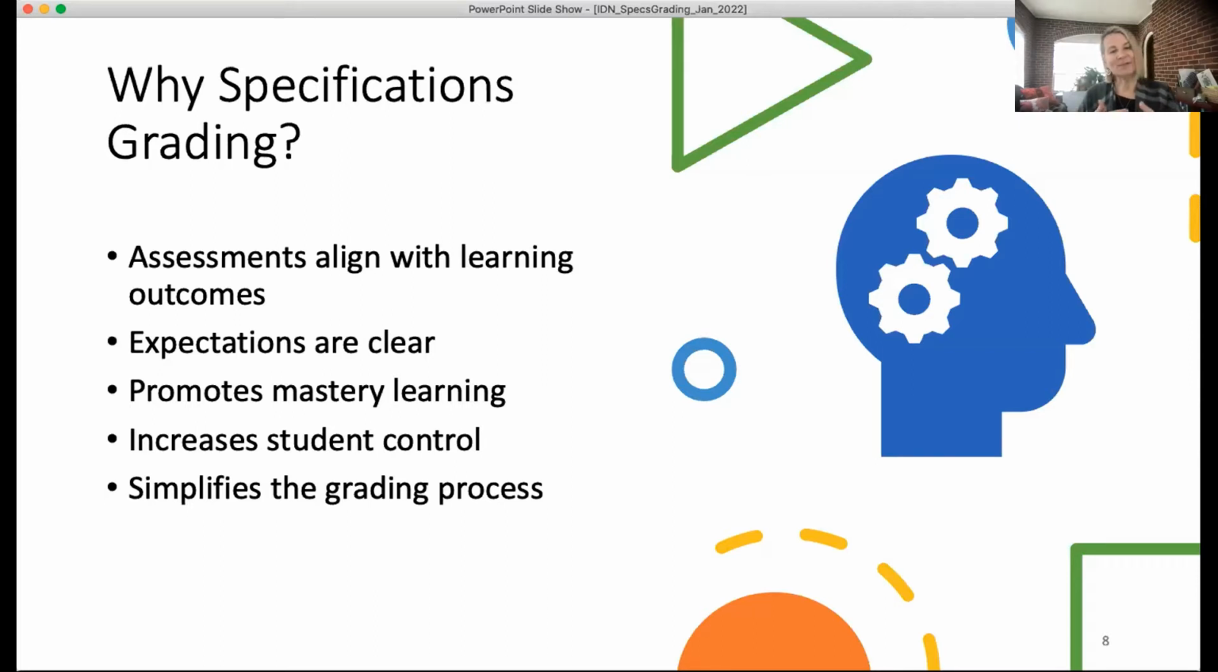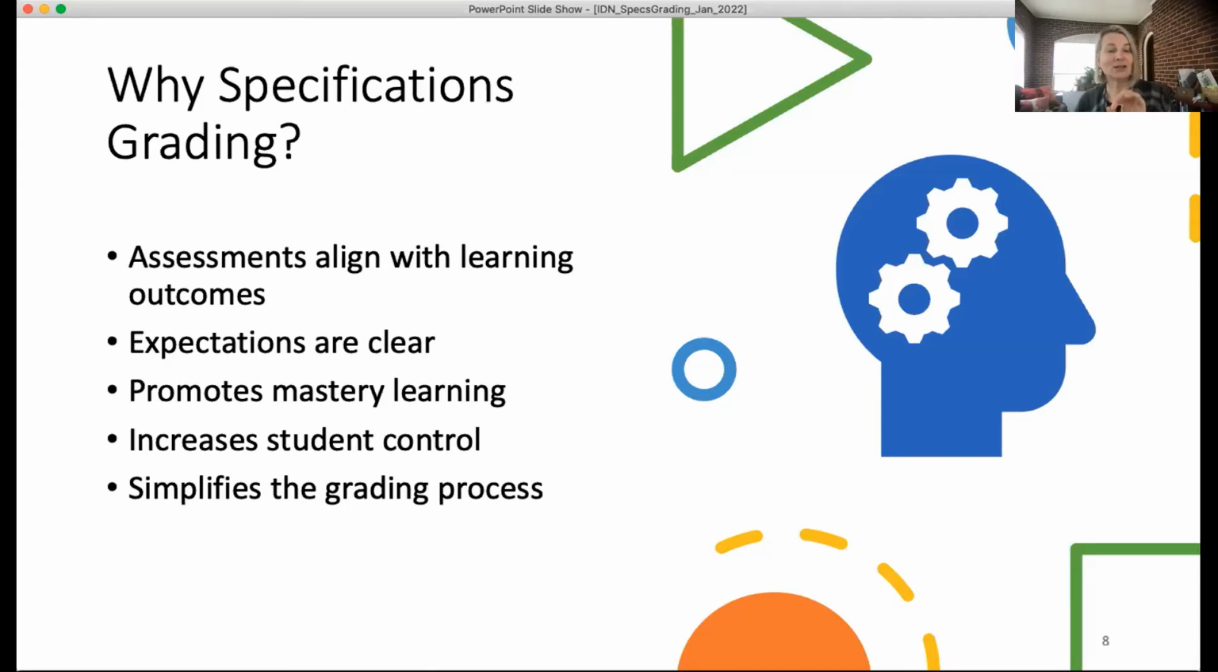And to me, that taps into the heart of specifications, is that students want to understand what you are looking for. Well, that's true whether you're using this kind of a system or not. But if you shift to specs, it's really going to push you to have to be super clear about your expectations up front.